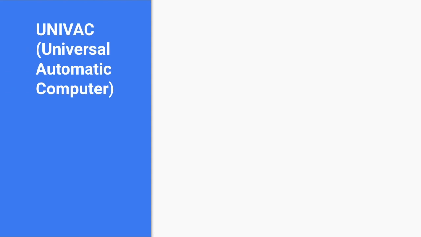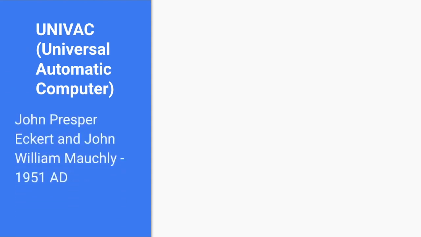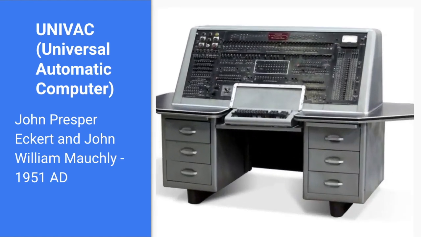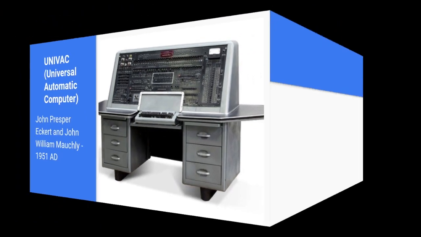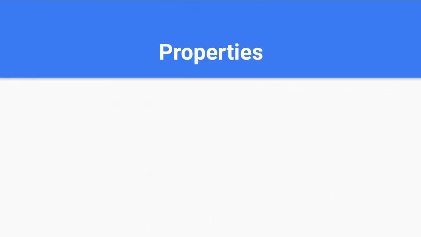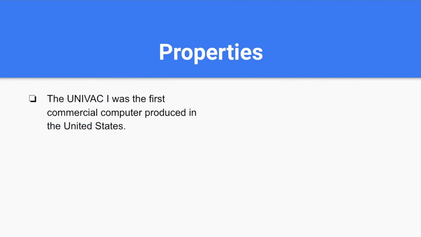Next one is UNIVAC. It was developed by John Presper Eckert and John William Mauchly, the inventors who also invented ENIAC. This is a UNIVAC. Let's see the properties. The UNIVAC was the first commercial computer produced in the United States. It was produced in multiple numbers and was sold around the United States.